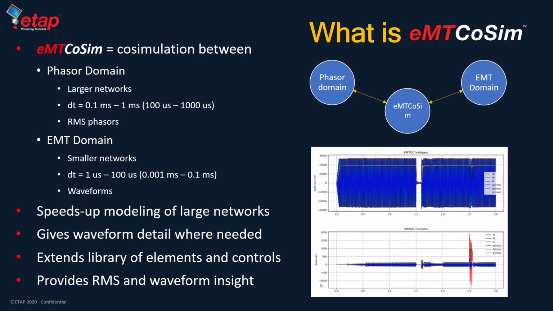So now let's talk about eMTCoSim. This solution, also new in ETAP 20, couples the phasor and electromagnetic transient domains. The phasor domain is currently used to simulate large networks. This is the typical use. The electromagnetic transient domain is used to obtain high fidelity results at smaller integration time steps. By co-simulating these two domains, one can have the larger networks in the phasor domain and the high fidelity networks, or portions of the networks, in the electromagnetic transient domain together in a single simulation run.